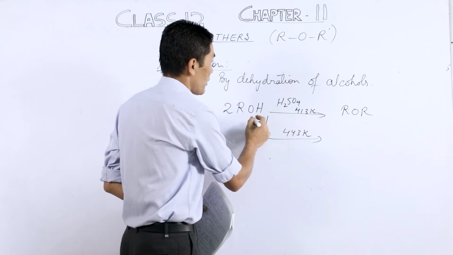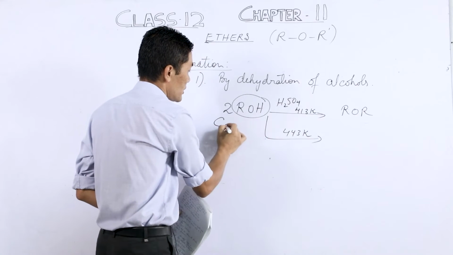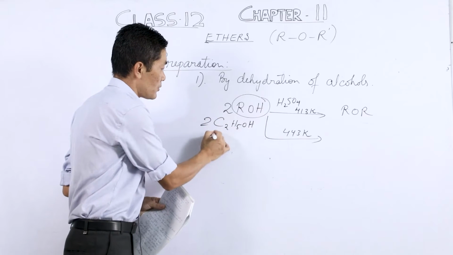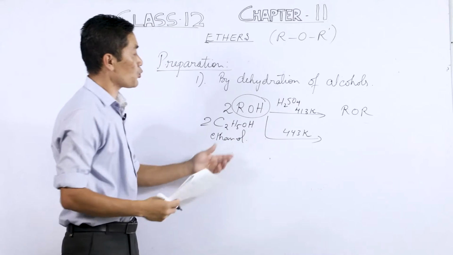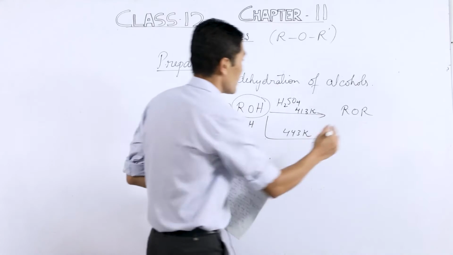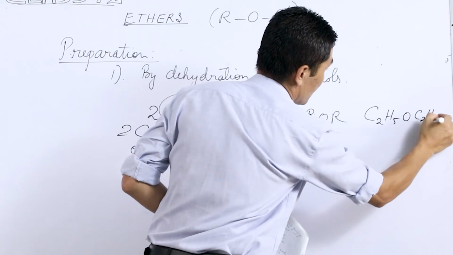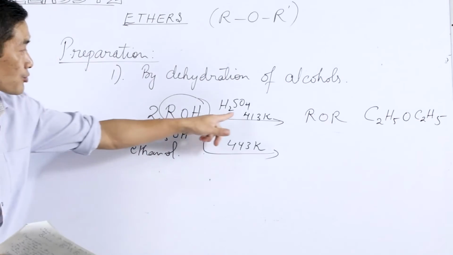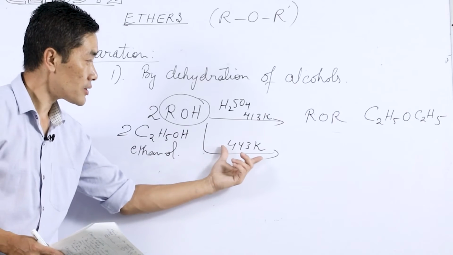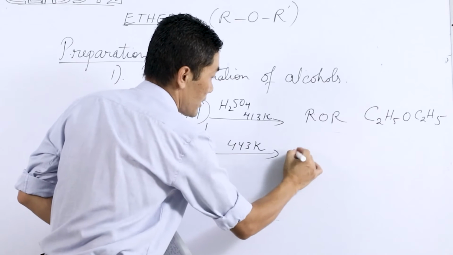So suppose, instead of using this general formula, we have C2H5OH, ethanol. If this is treated with sulfuric acid at 413 Kelvin, we get an ether. This is diethyl ether, C2H5OC2H5. So an ether will be obtained at 413 Kelvin. But if the same reaction is carried out at a higher temperature, 443 Kelvin, then in place of an ether, we will get an alkene.